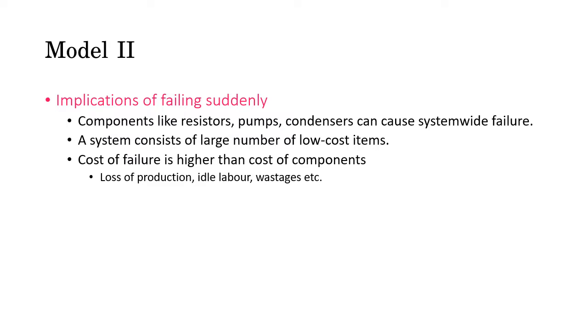This is because there might be a loss of production. As one of these low cost items stops functioning, a huge portion of a power plant or a TV stops functioning, because of which there is a loss of production and idle labor and wastages, etc. And hence many organizations implement a preventive replacement. The meaning of preventive replacement is that even though these low cost items have not failed, they are periodically replaced after a certain interval t.